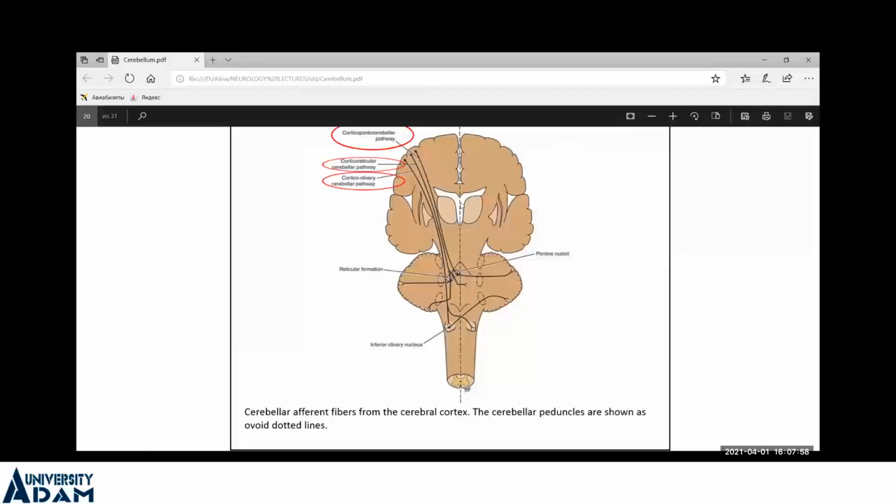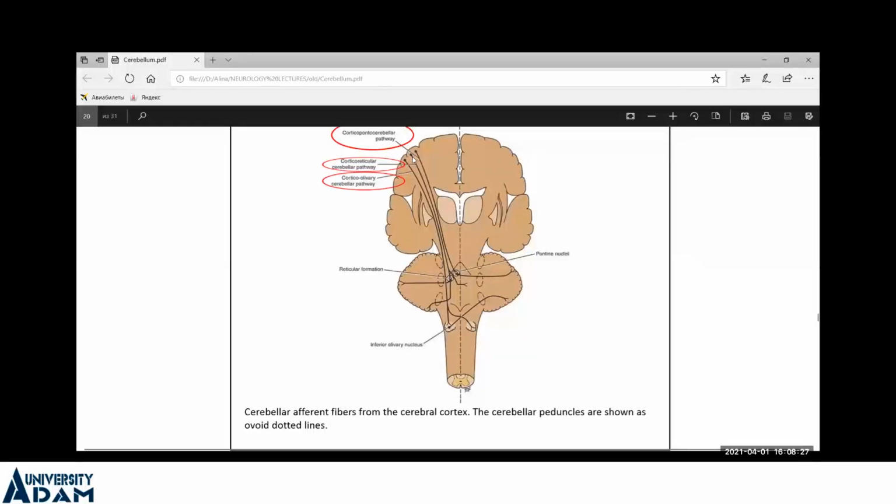And guys, here this tract terminates bilaterally, like two parts, right? Bilaterally on the inferior olivary nuclei. You can see here the inferior olivary nuclei. This is the corticoreticular cerebellar pathway. This is the middle one.